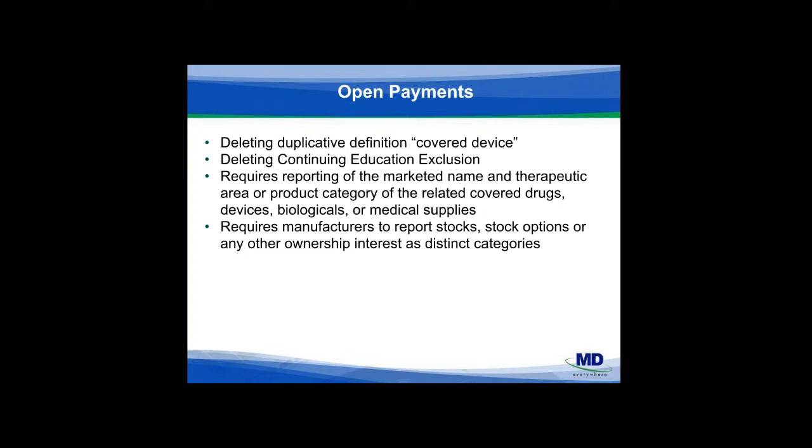And then finally, CMS is going to require applicable manufacturers to report stock options and any ownership interest in distinct categories. This is going to enable them to collect more specific data regarding the forms of payments made to these applicable manufacturers. And based on public comment, the need to update the system according to the new requirement changes will be implemented for data collection in 2016.